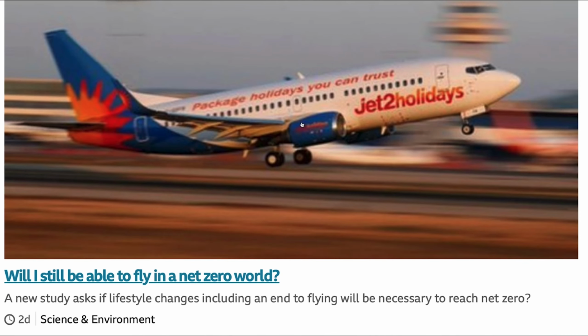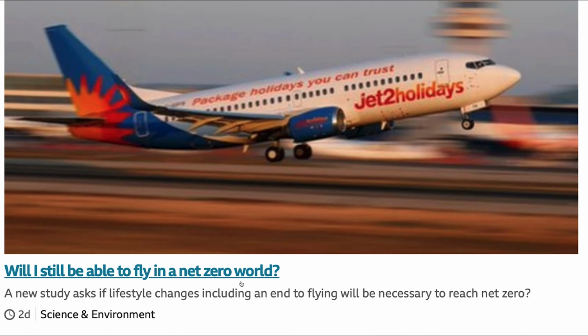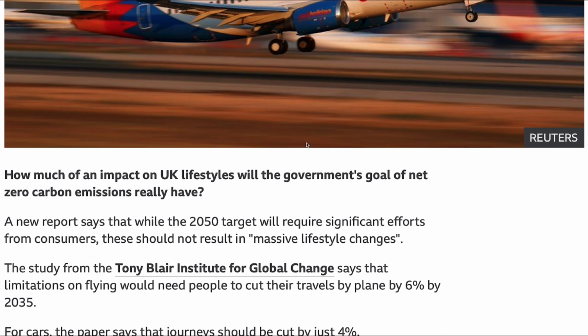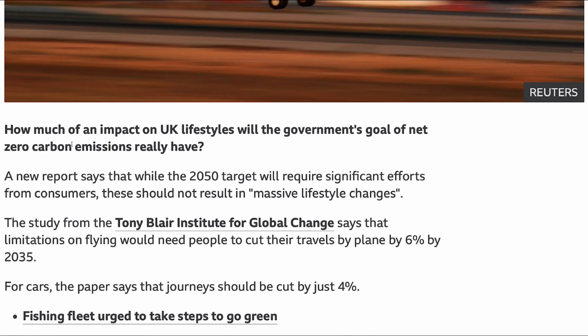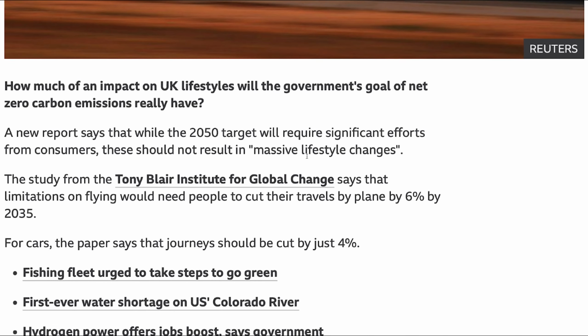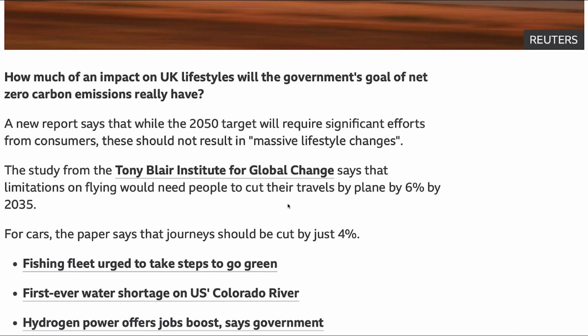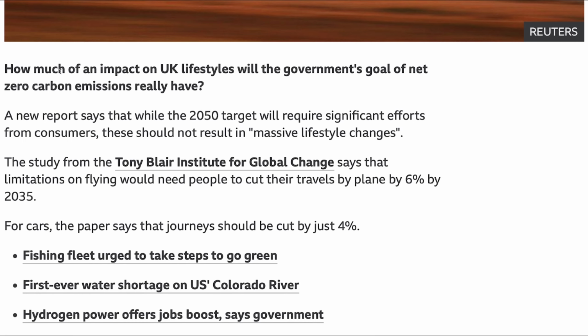If we have a look here at the very first news story, "Will I still be able to fly in a net zero world?" So if we click into this, what this is talking about is reducing our carbon emissions to 0 and the effect that this will have on our lifestyle, specifically about flying. Transportation is another very common topic. So if we were to read through this and pick out the topic-specific vocabulary, so lifestyle, goal of net zero, carbon emissions, just in the first sentence, it's filled with these topic-specific words.